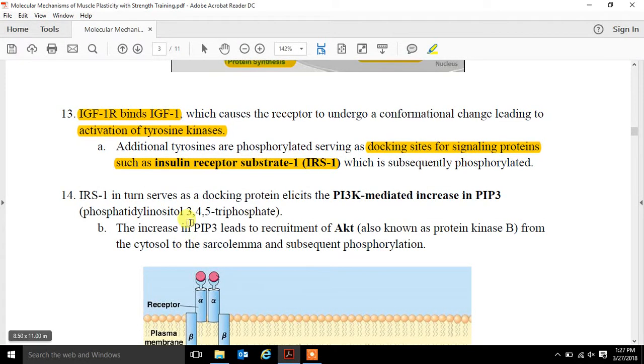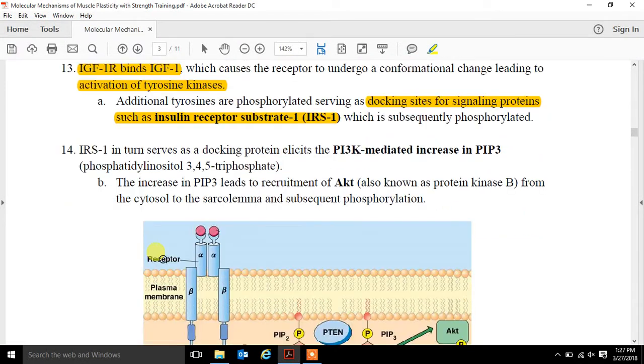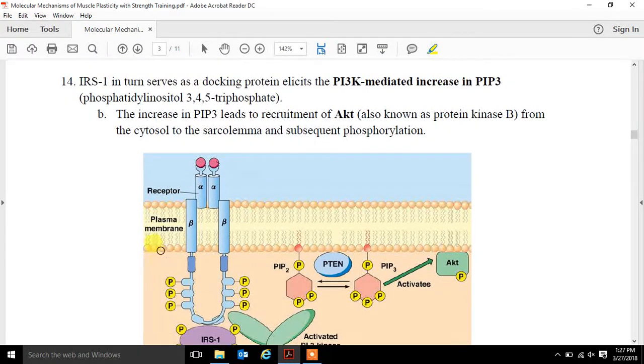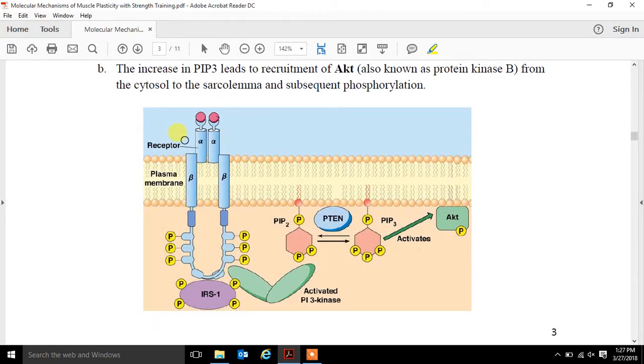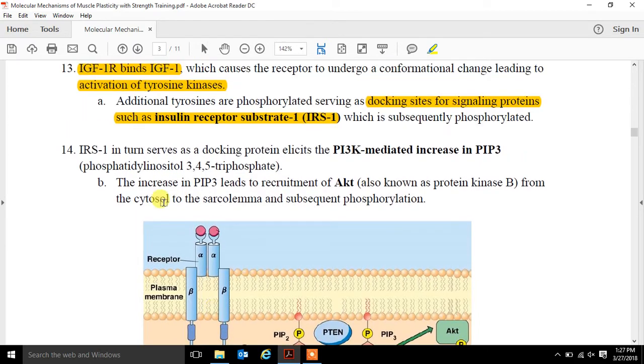So I'm going to scroll down and just look at this up to this point in our figure here, and then I'll scroll back up. So here's our receptor. I mentioned there's alpha and beta components to it. Here's our insulin-like growth factor 1. So this is our IGF-1 receptor. It gets phosphorylation. Here's our IRS docking protein. And all this allows it to get to this point here. So basically, up to this point is point 13.